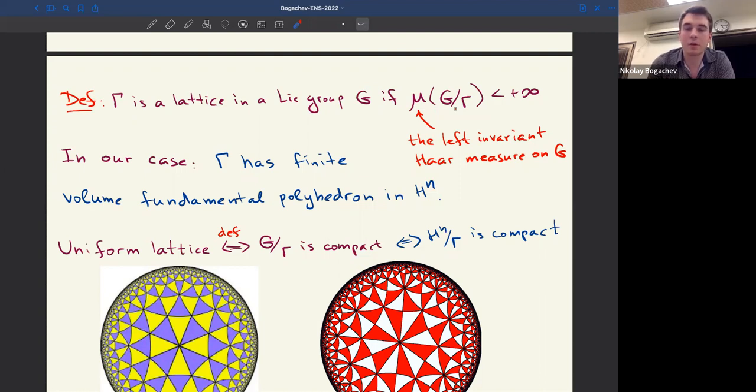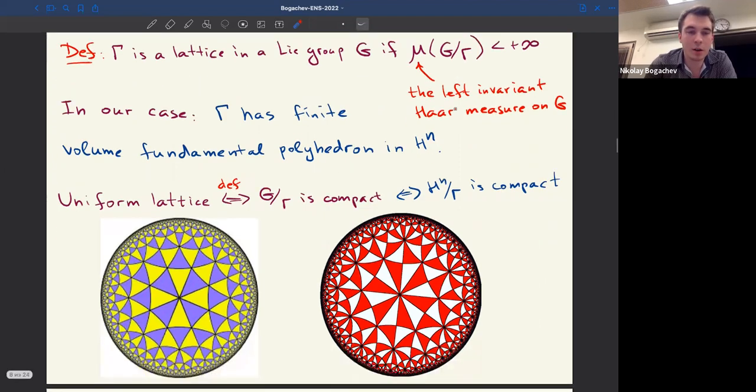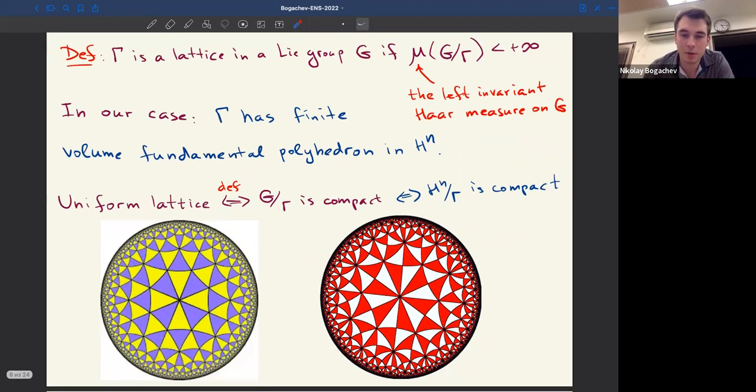Uniform lattices correspond to co-compact groups. So Hn mod gamma should be a compact polyhedron. Well, generally it's a manifold or an orbifold, and it is equivalent to G mod gamma being compact. In this picture, I presented both uniform and non-uniform reflective lattices. We can consider a group generated by reflections in a single triangle, and then we get a uniform lattice generated by reflections in lines.